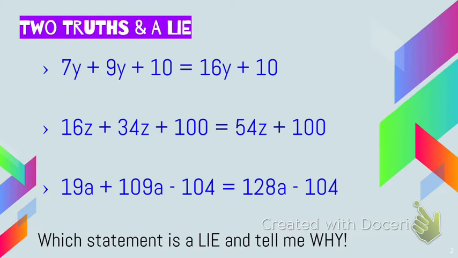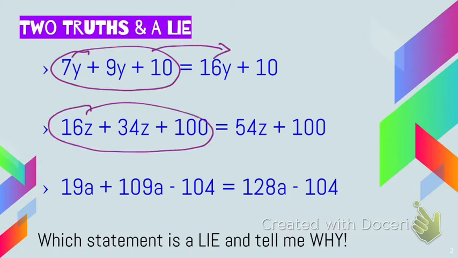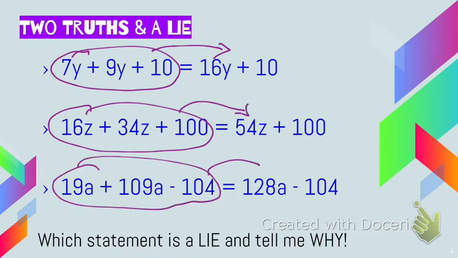Now, these are very long equations. So basically, think back to yesterday when we were combining like terms. I want to know, when I combine all the like terms and simplify this, will it get to that? When I combine all of these and simplify it, will I get there? Okay, basically, that's all I'm doing. So which one is not true and why?